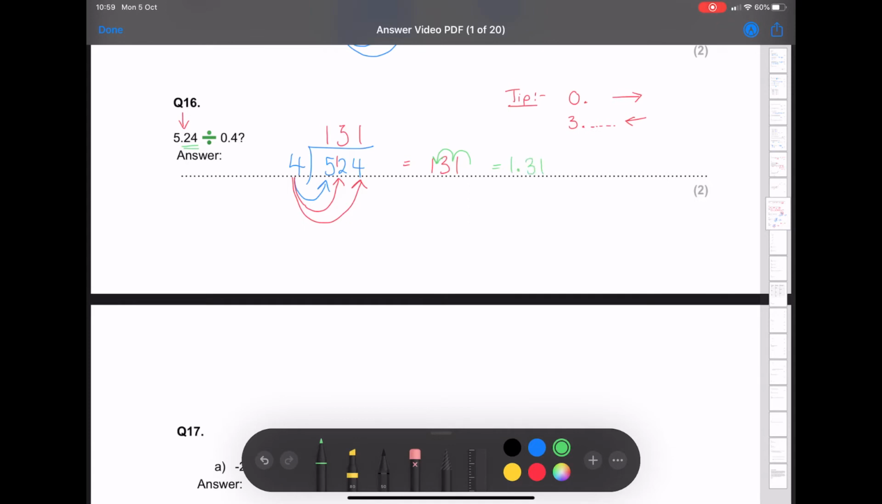However, that's not quite right, because if we look at this one, we've got a 0 point, which means I've actually got to move my point back 1 more space. Okay, so they cancel each other out. So my actual answer would be 13.1. Okay.